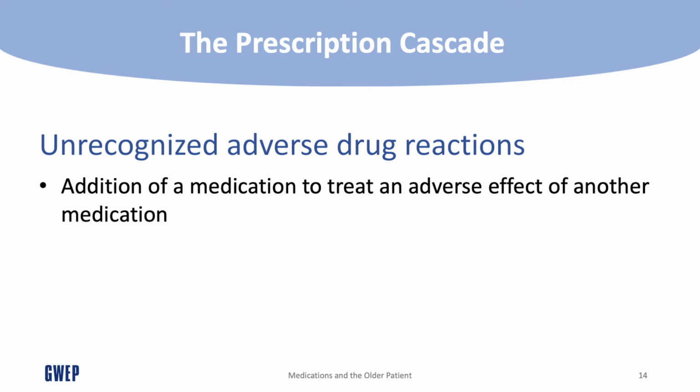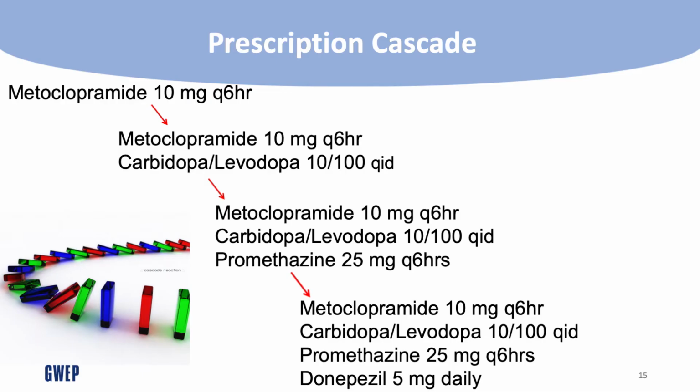And the prescription cascade really comes down to being unrecognized adverse drug reactions. It's when we add a medication to treat an adverse effect of another medication. I have an example here. This is a patient that got started on metoclopramide, 10 milligrams Q6 hours. And the metoclopramide is a medication that increases gastric motility. So that is what this patient was using this for.